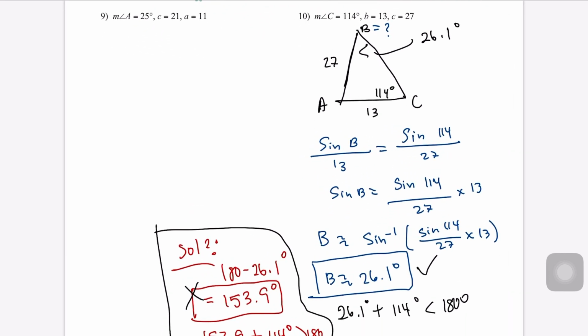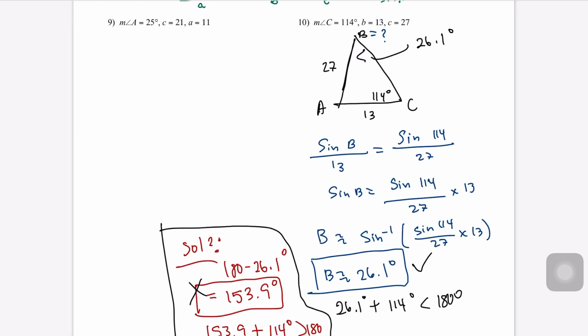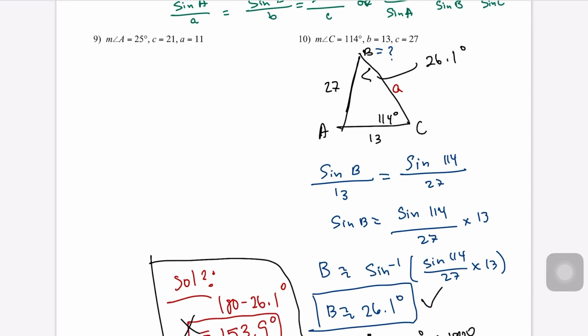So fortunately for us, we're almost there. We need to find little a. So let's quickly just hash it out, but we should be good for the most part. Actually, we're also missing angle A. But if you, again, add 114 to 26.1 and subtract that from 180, then you should end up with around 39.9 degrees for angle A. And that's that. So let's go ahead and start with what we're missing.